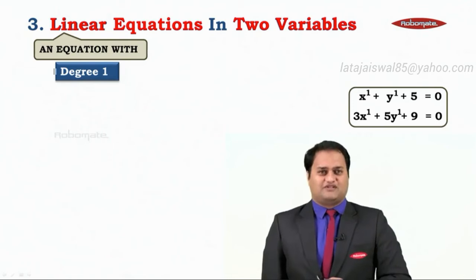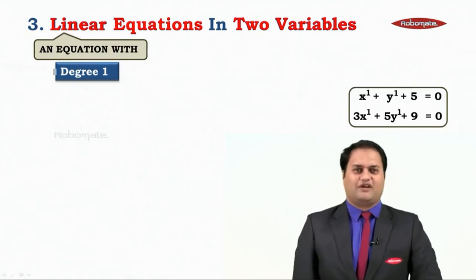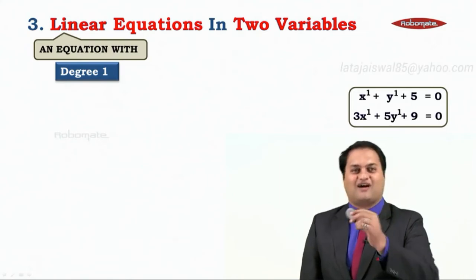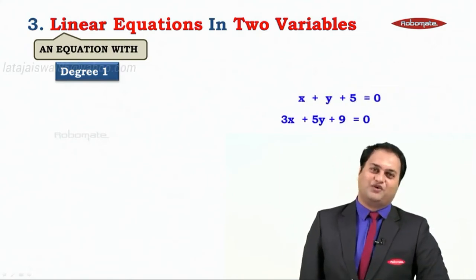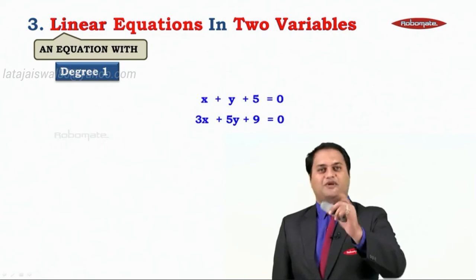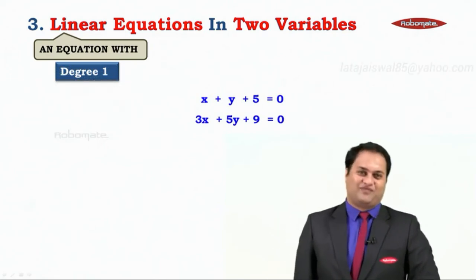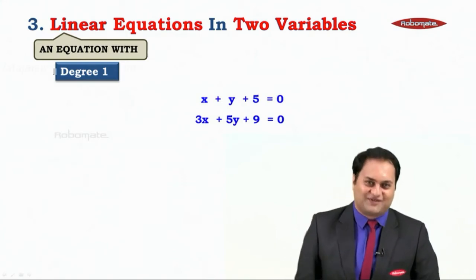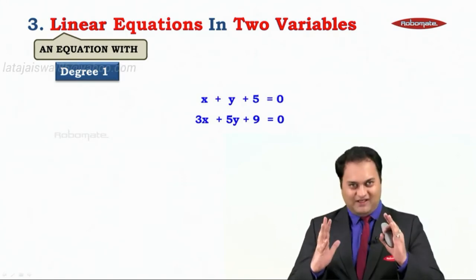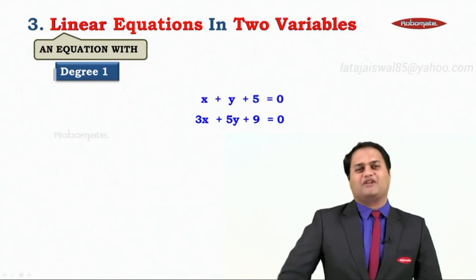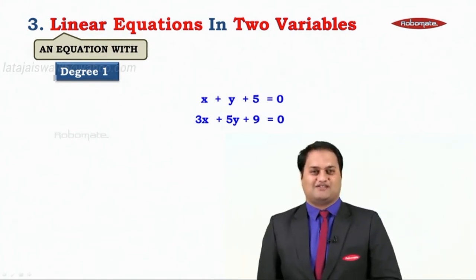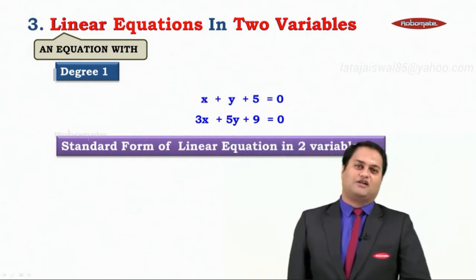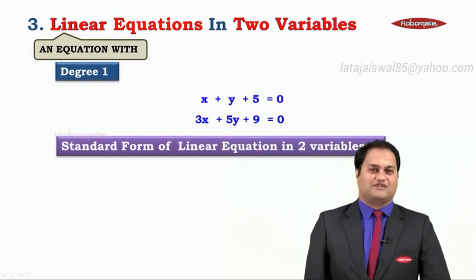Look at these equations. These equations are also linear because the degree is 1. And there are two variables, x and y. So these are your linear equations in two variables. And in this chapter, we will be dealing with such type of equations. The equations with degree 1 and having two variables in it. Right? Clear? There's one more very important thing that you all need to understand as far as this chapter is concerned. And that is the general or the standard form of a linear equation in two variables.